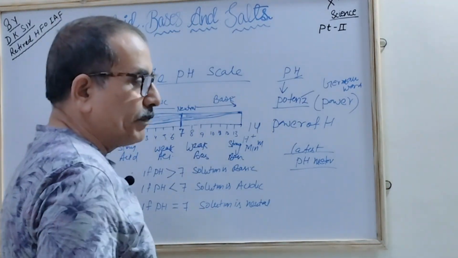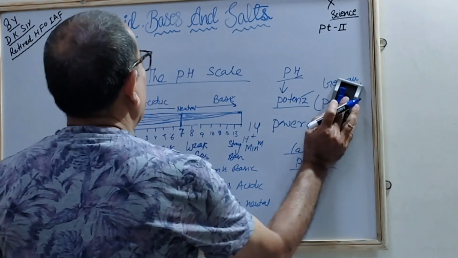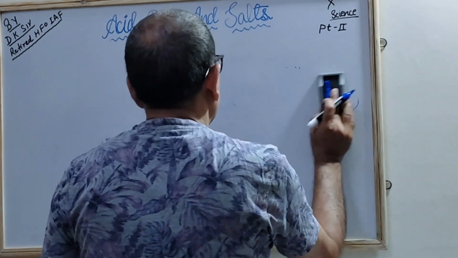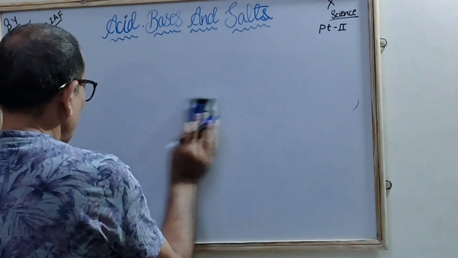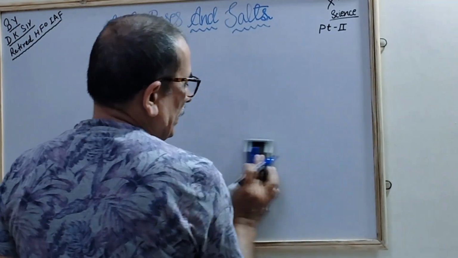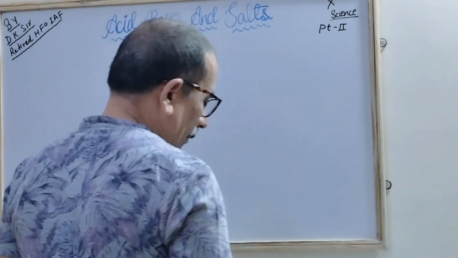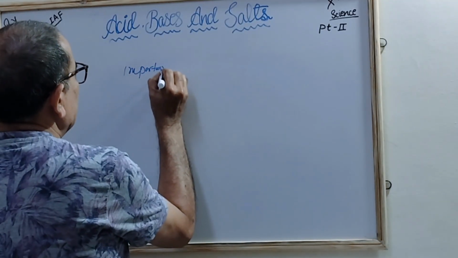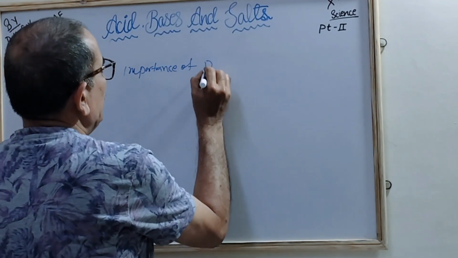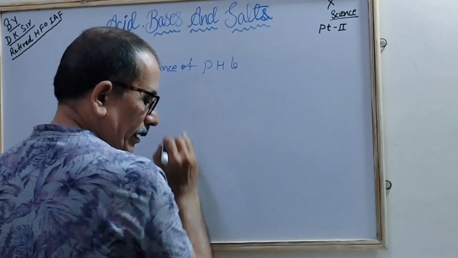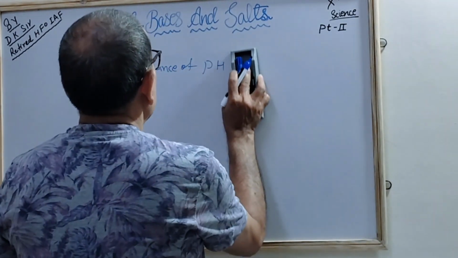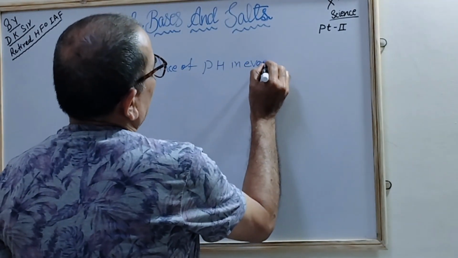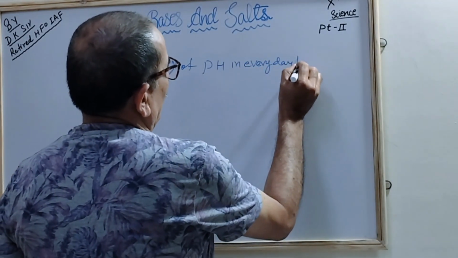The importance of the pH. What are the uses? What is the importance of the pH in our life? Yes, everything which is a liquid has got a pH level, correct? So we will see the importance of the pH level. Correct? We say the pH. Importance of pH in everyday life. We will write the everyday life. Correct? What do we see?